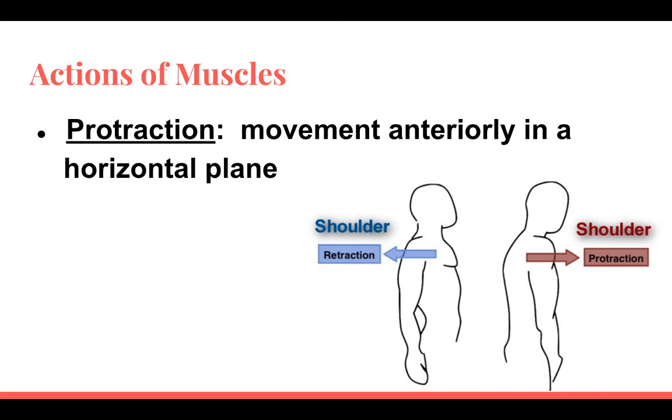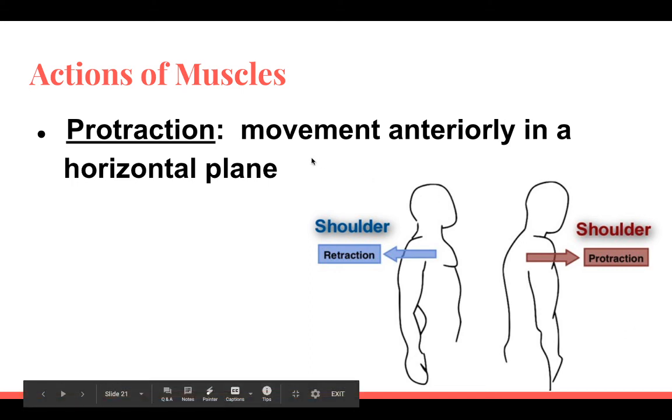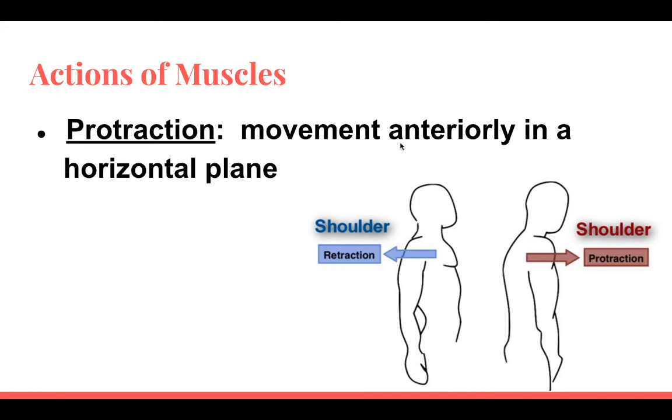Protraction, you guys, you can do this with your head. You can do this with your mandible. You can do this with your shoulders. Protraction is when you move your body part anteriorly or forward in a horizontal plane so that you move it straight forward. So here we're showing the shoulder. If our shoulders are normal and then we protract them, we move them forward, kind of like we're slumping forward.